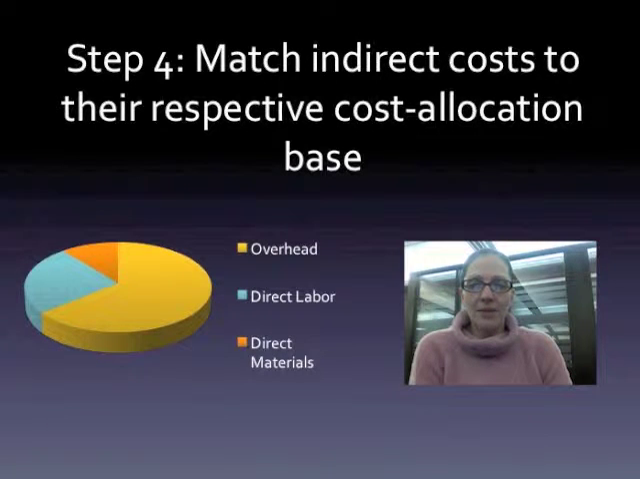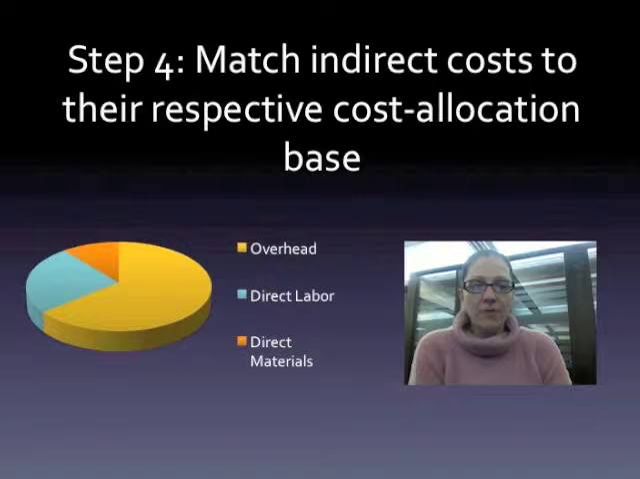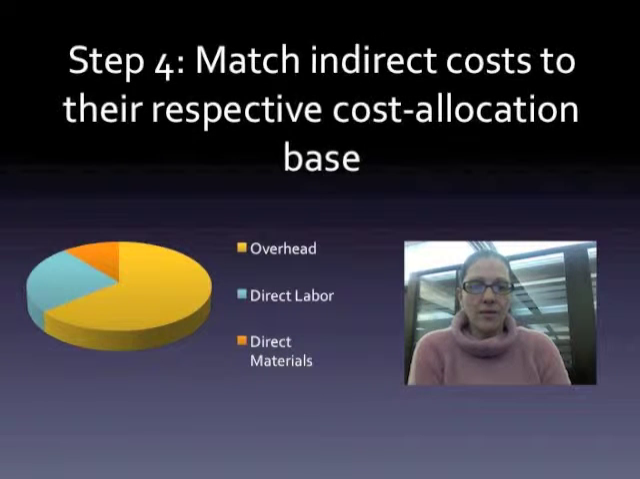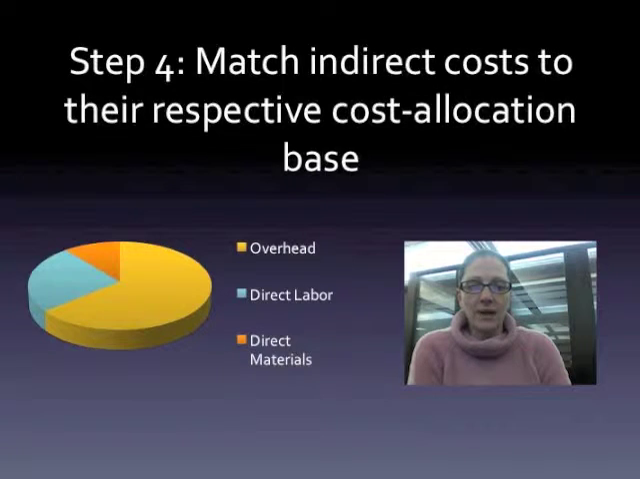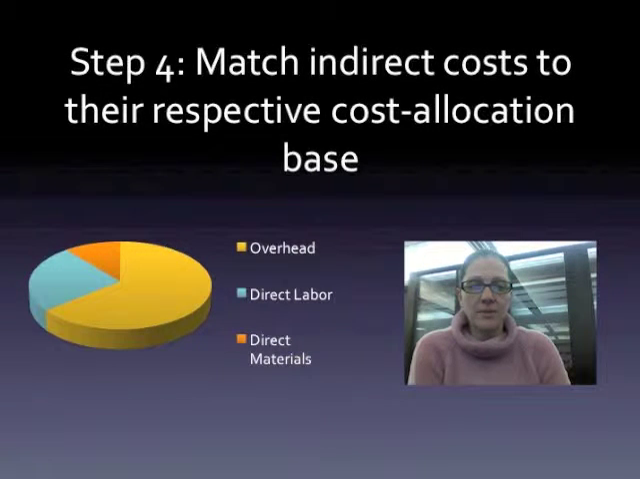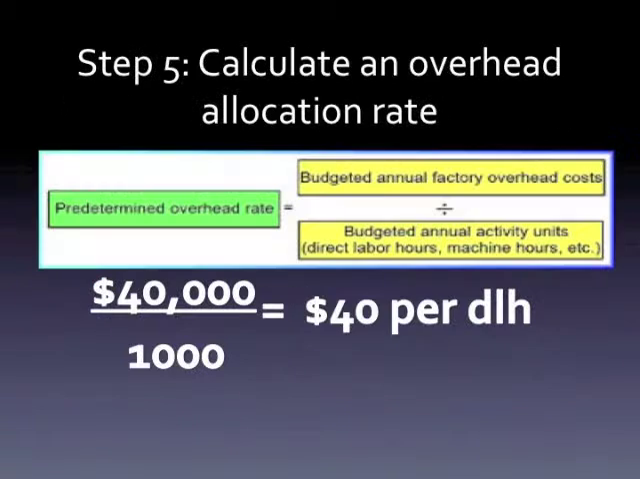Step 4. Match indirect costs to their respective cost allocation base. The third and fourth steps are normally done together, but in the fourth step, we use direct manufacturing hours to allocate indirect manufacturing costs to jobs. This creates a cost pool that is called manufacturing overhead.